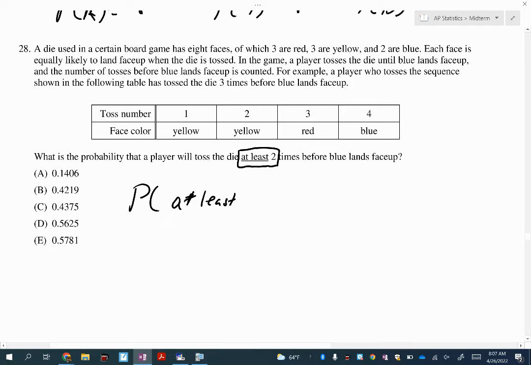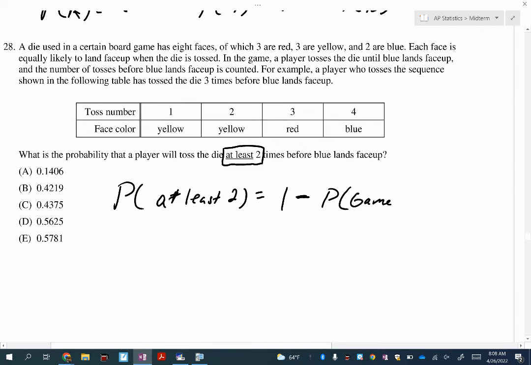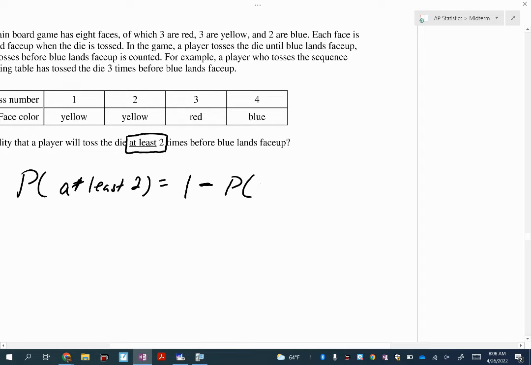Remember, 0 means that they rolled blue the first try. So at least 2, I write this as 1 minus the probability that they get blue in the game. I'm trying to figure out what I want to say, because I don't want to say rolls, since the game counts 1 less. So let's say the count is 1 or 0. The idea is that if I roll blue on the second one, or if I roll blue on the first one, I'm going to find those probabilities.